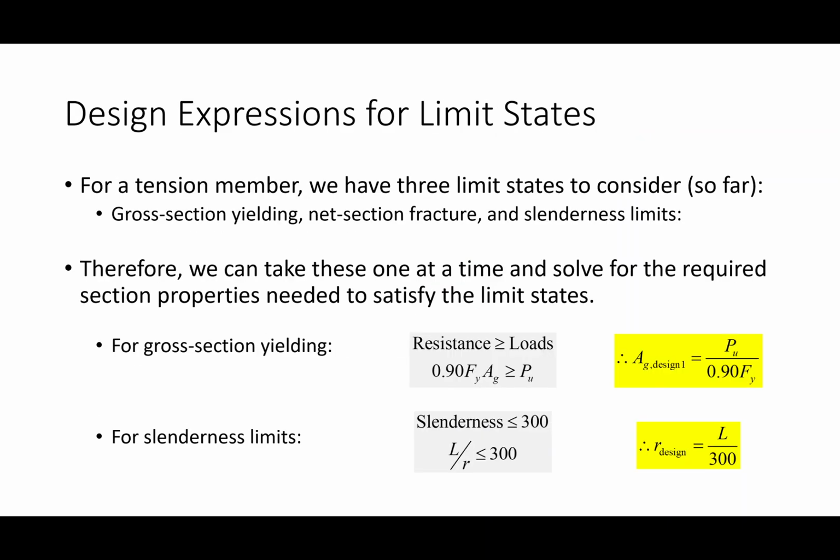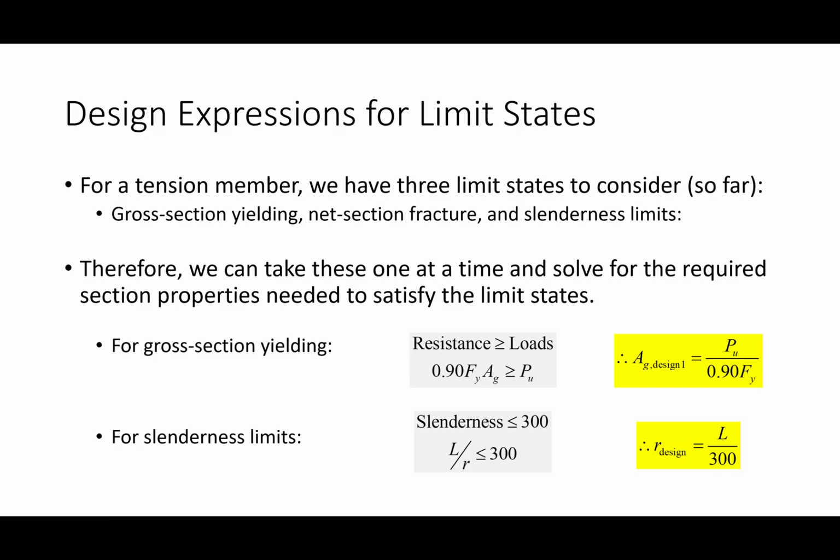Okay, let's talk about design, and how we're actually going to do it. So when I say design, I mean select a member. So how do I do that? Let's look at my limit states, okay? Let's just take gross section yielding, just as an example. So gross section yielding, if that's the only limit state that we cared about, just conceptualize that, it's the only limit state we care about. So we know that our loads have to be less than or equal to this, 0.9 Fy Ag.